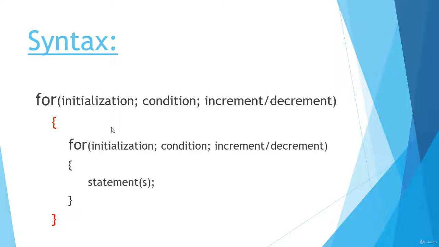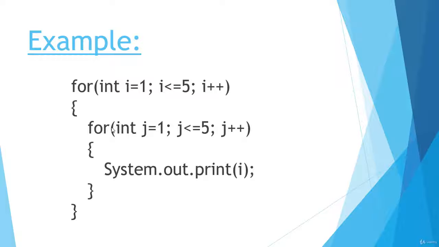You can write a while loop within a for loop and a for loop within a while loop. You can also write a for loop within a do while loop. You can do it in any way. So this concept is called nested loops. Now look at this example. The outer loop is going to execute 5 times, we know that.